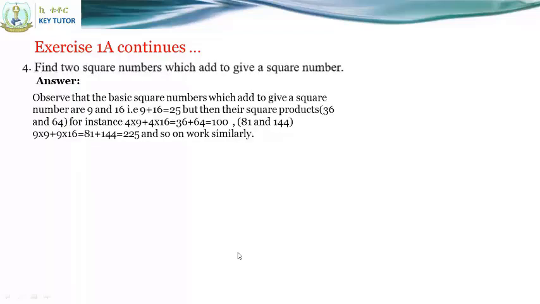Find two square numbers which add up to give a square number. The obvious square numbers that give us another square number are 9 and 16, because 9 is a square number and 16 is a square number. The sum of the two is 25. Okay, there are other square numbers that have a similar property. If you take 4 times 9 and 4 times 16, which are 36 and 64, these numbers also add up to another square number, which is 100, because they themselves are square numbers.